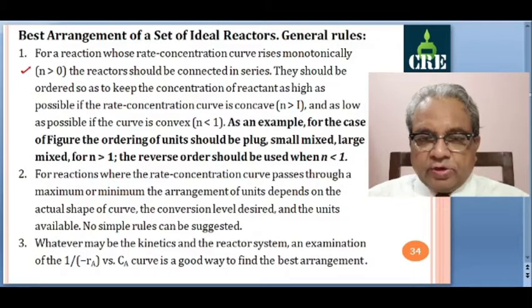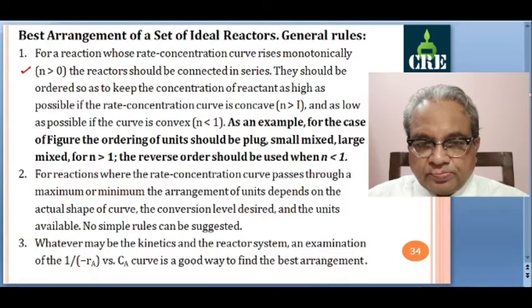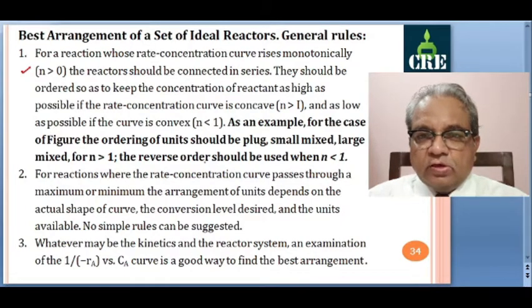For reactions where the rate concentration curve passes through a maximum or minimum, the arrangement of the units depends on the actual shape of the curve, conversion level desired, and the units available. No simple rules can be suggested. So in case your curve is not monotonically increasing in nature, then we don't have any simple general rule.